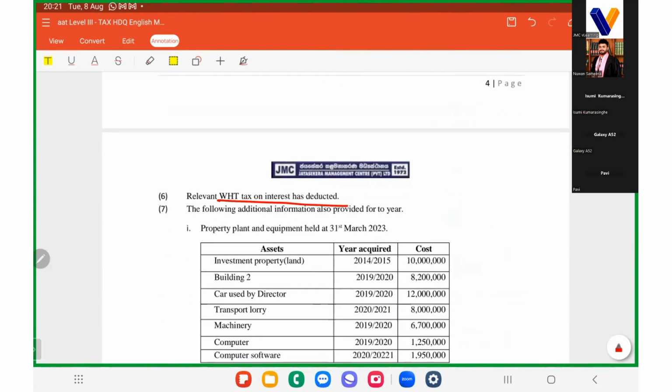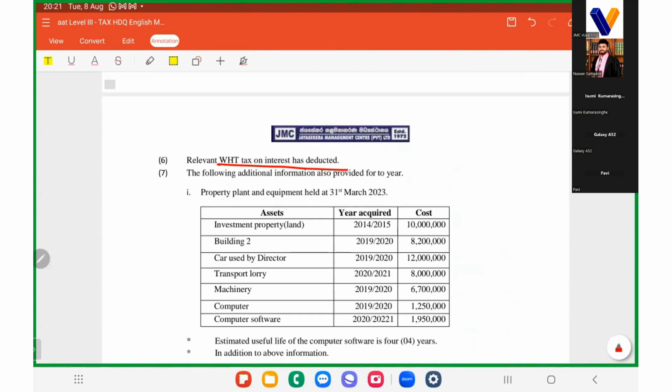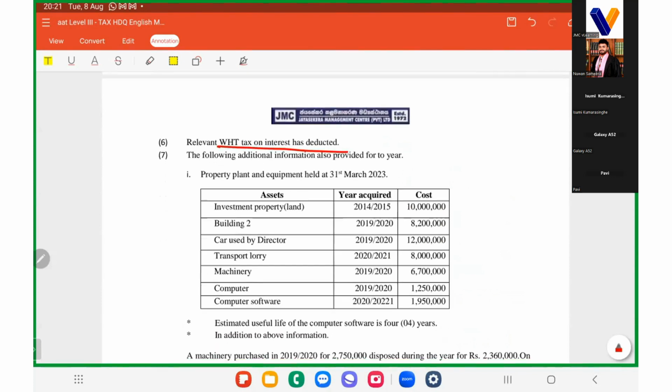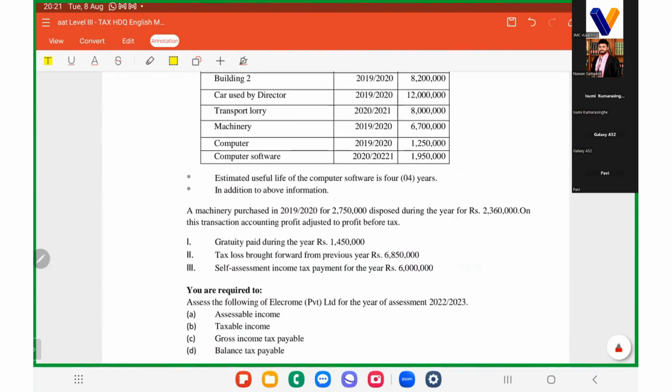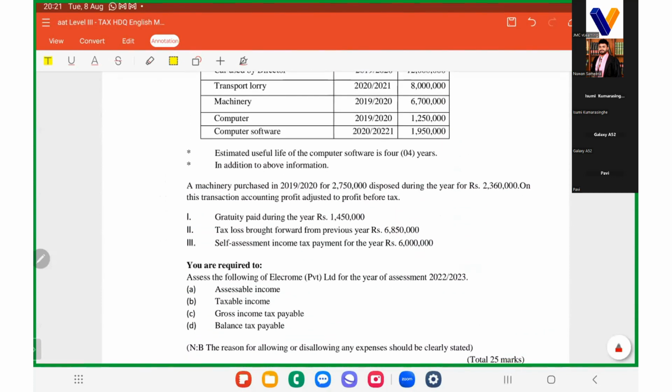The following additional information is also provided. There is an investment property, the building, and a car used by the director, a transport service. This information is given to calculate the capital allowances, right? The estimated useful life of the computer software is given for a number of years.